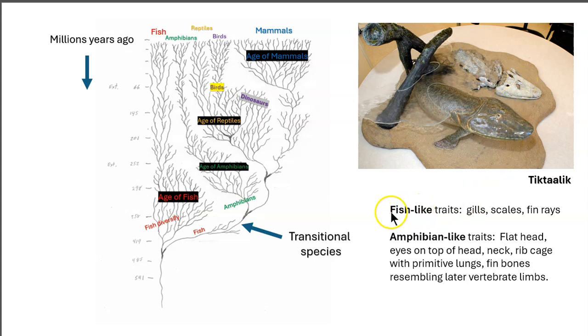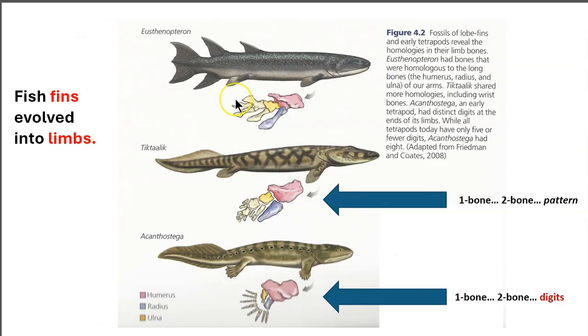Tiktaalik had characteristics like a fish and characteristics like an amphibian, and that's what makes it a transitional species. So the fish-like traits were gills and scales and fin rays, and the amphibian-like traits were a flat head, eyes on the top of the head, a neck that allowed the head to move, a rib cage with primitive lungs, fin bones resembling later vertebrate limbs. So Tiktaalik is a transitional species, exactly what you would predict if a fish species was evolving into the first amphibian.